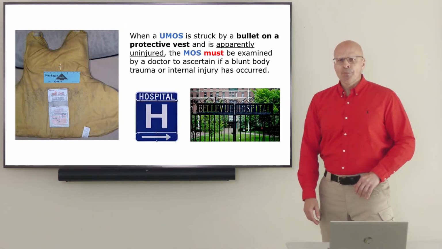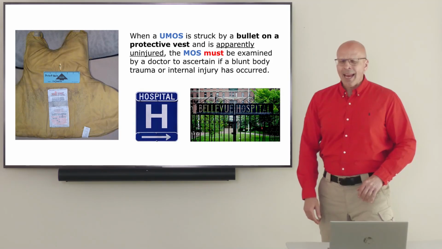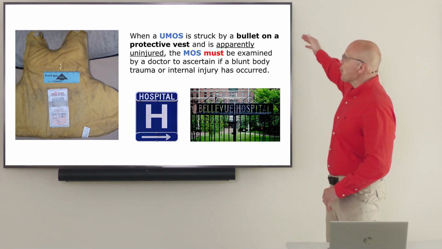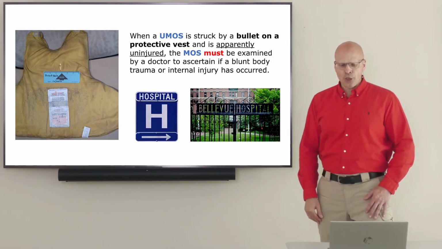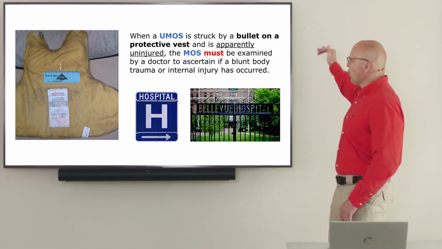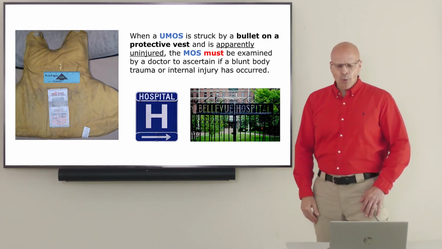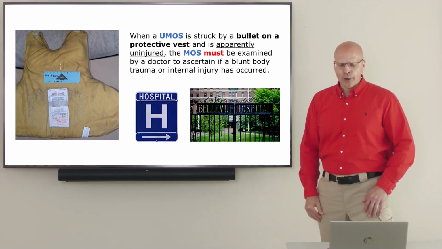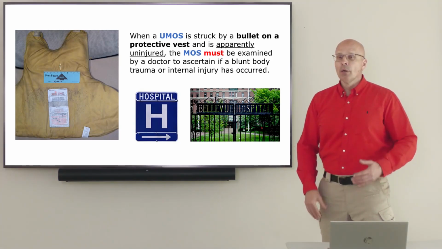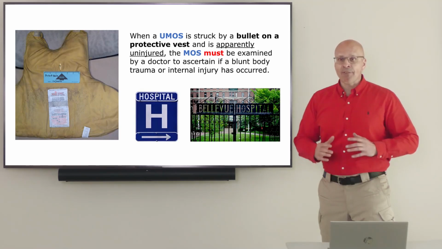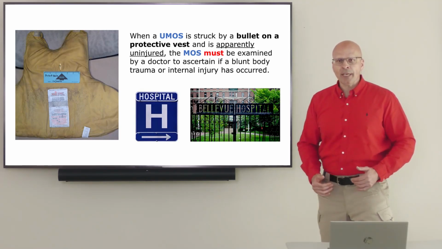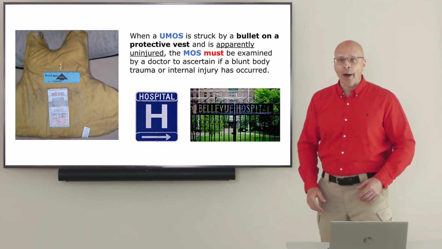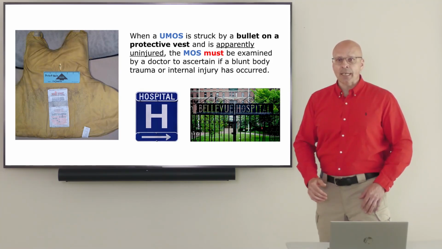And what happens if you're very lucky and you're shot, but your vest saves you? When a UMOS is struck by a bullet on the protective vest and is apparently uninjured, the member of service must be examined by a doctor to ascertain if a blunt body trauma or internal injury has occurred. So it's great that the vest saved you, but you better get checked out because maybe there's internal bleeding, maybe there's damage you're not aware of. Doctor's got to see you.